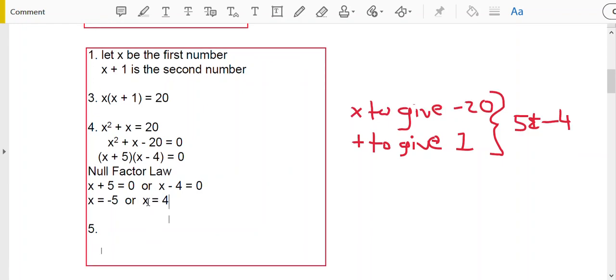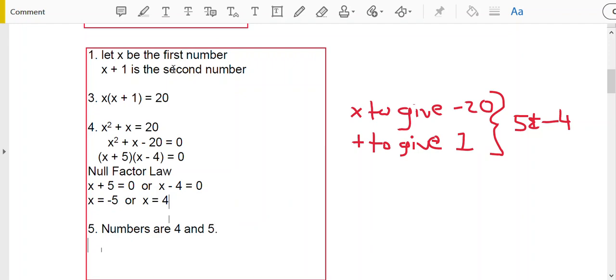So let's look at x equals 4. Remember, x is the first number. Would that make sense? If the first number is 4, the second number is 5. It's a consecutive number. It's x plus 1, so it's 5. So yes, the numbers are 4 and 5. But let's check the other answer.